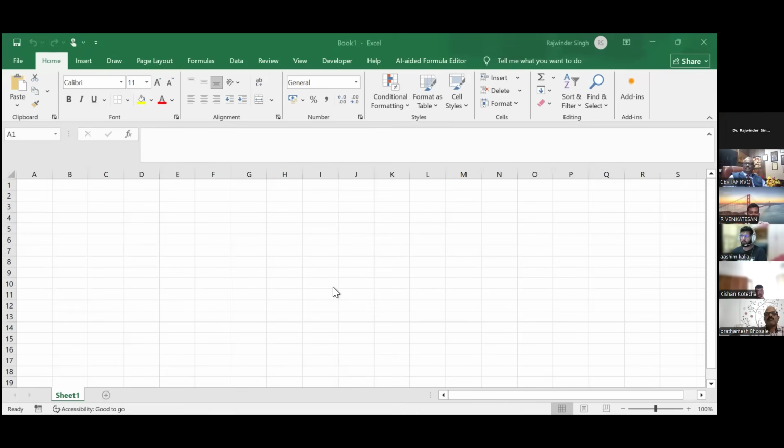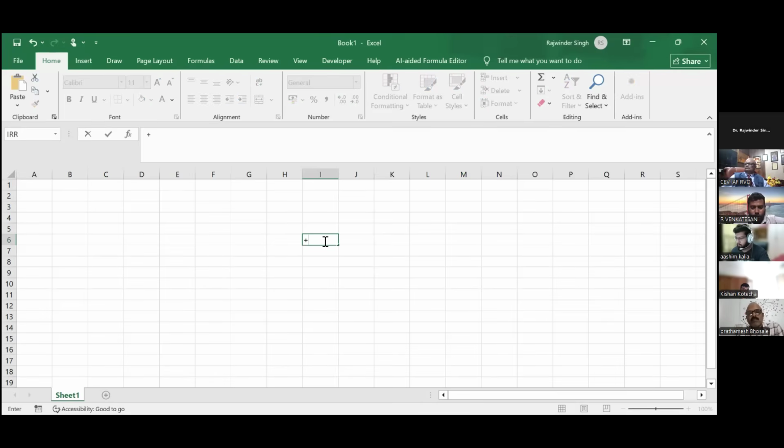So you have to remember certain shortcut keys for these things. Just click on any cell. This is called a cell. Just click on any cell. Just place an equal to sign. And here you have to calculate future value. For future value, the shortcut key is FV. Just type FV, bracket start.